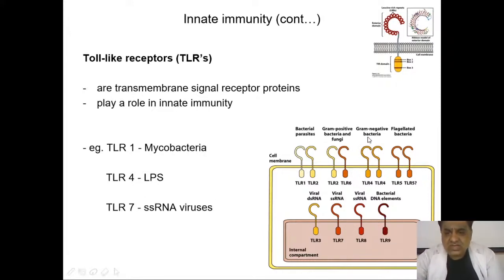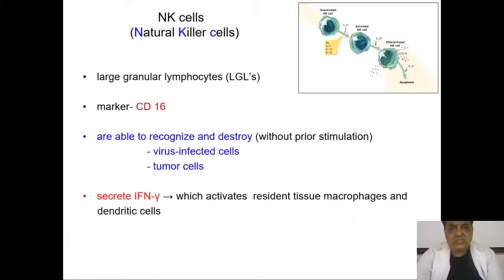TLR4, as I said, recognizes gram-negative bacteria. It specifically recognizes lipopolysaccharide. So these are certain examples of toll-like receptors. The exterior domain of the toll-like receptors is leucine-rich, LRR, that's a basic thing you should know as far as innate immunity is concerned. Then you have cellular elements of the innate immune system.